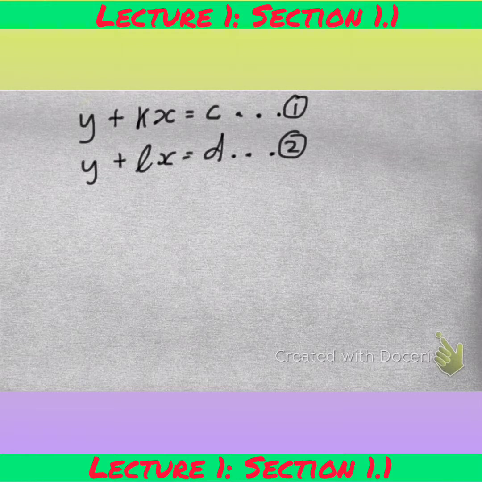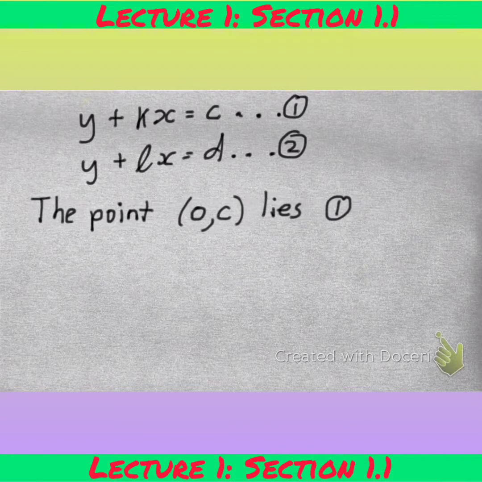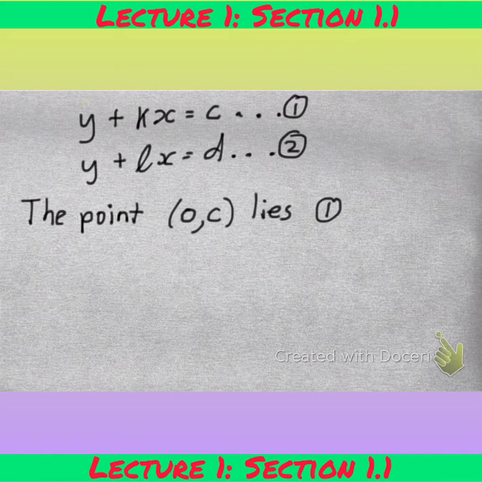Right, so let's take my two linear equations, 1 and 2. Now, to make things easier, I've just relabeled x1 as y, and I've relabeled x2 as x. So it's still the same two linear equations. Now note that it is clear that this point (0, c) lies on equation 1. If I make x 0 and I make y c, then the left-hand side is equal to the right-hand side. So (0, c) is definitely in the solution space of equation 1.